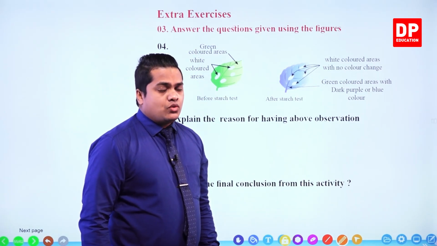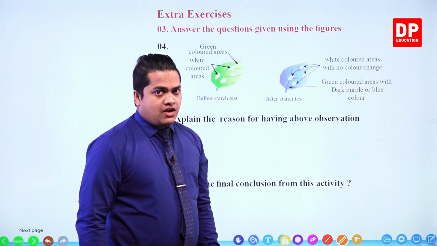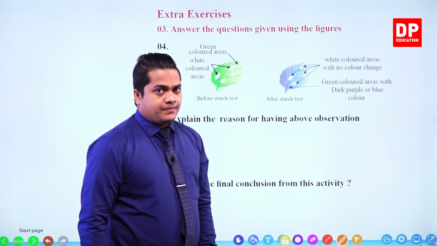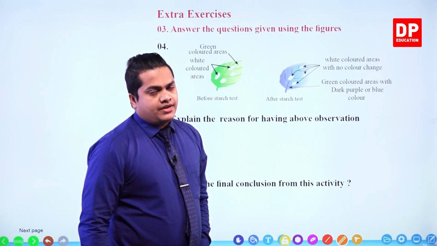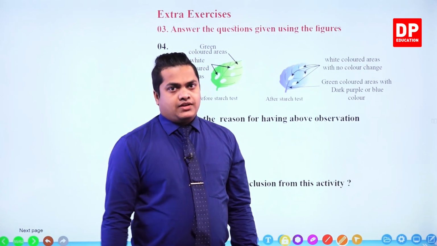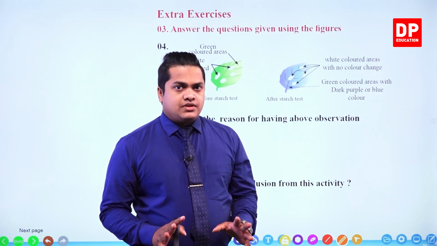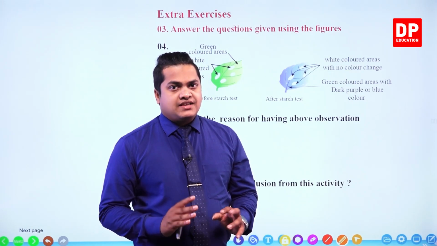White color areas do not have chlorophyll. That's why they are white. So in those areas, photosynthesis will not occur, and therefore a color change cannot be identified. Once again, my dear children, green color areas contain chlorophyll. So within green color areas, you can observe the dark purple or dark blue color as there is starch.